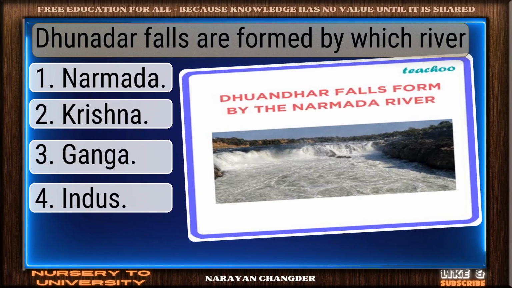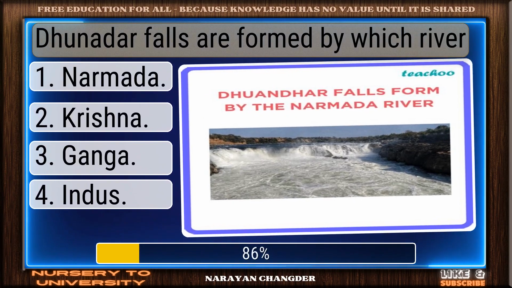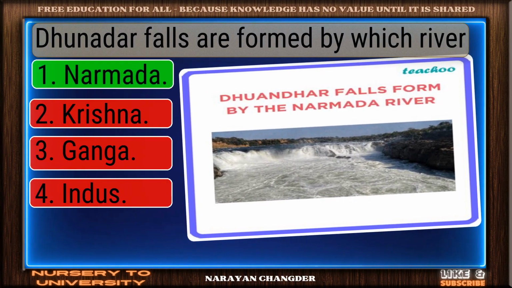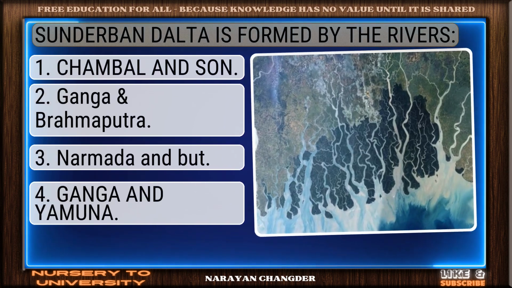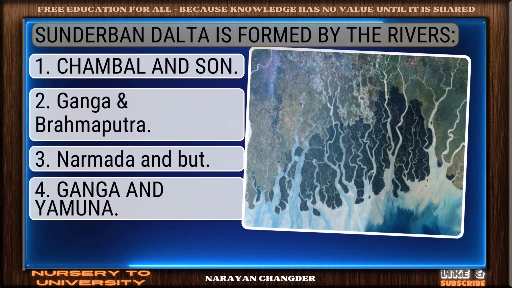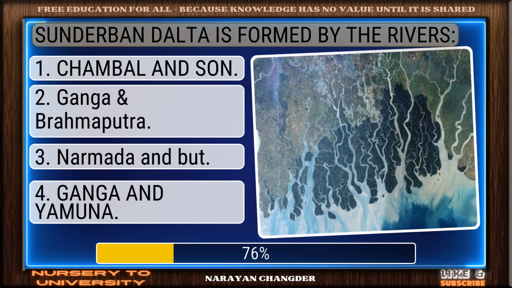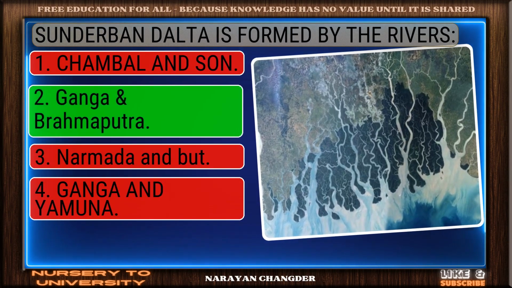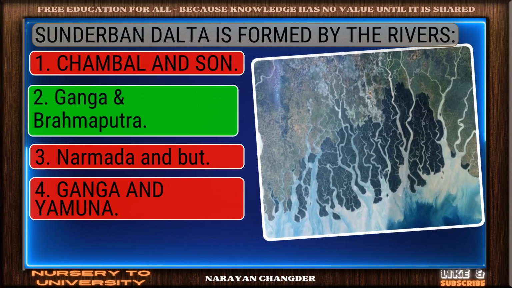Question number 143. Donadar Falls are formed by which river? Correct response. Narmada is the most accurate answer. Question number 144. Sundarban Delta is formed by the rivers. You're right. Ganga and Brahmaputra is the correct answer.